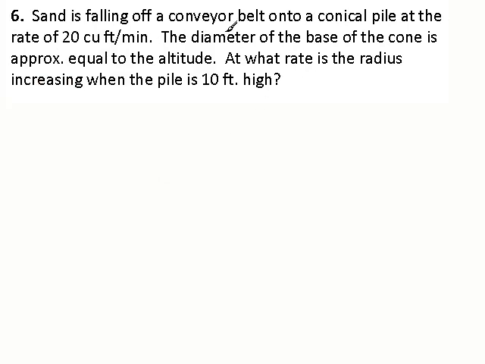Number 6 says sand is falling off a conveyor belt onto a conical pile. Okay, so we're talking about a cone. Let's write down the volume of a cone. V is equal to 1/3 pi r squared h. Okay, back to the problem. Onto a conical pile at the rate of 20 cubic feet per minute. So that tells us that dV/dt is equal to 20.